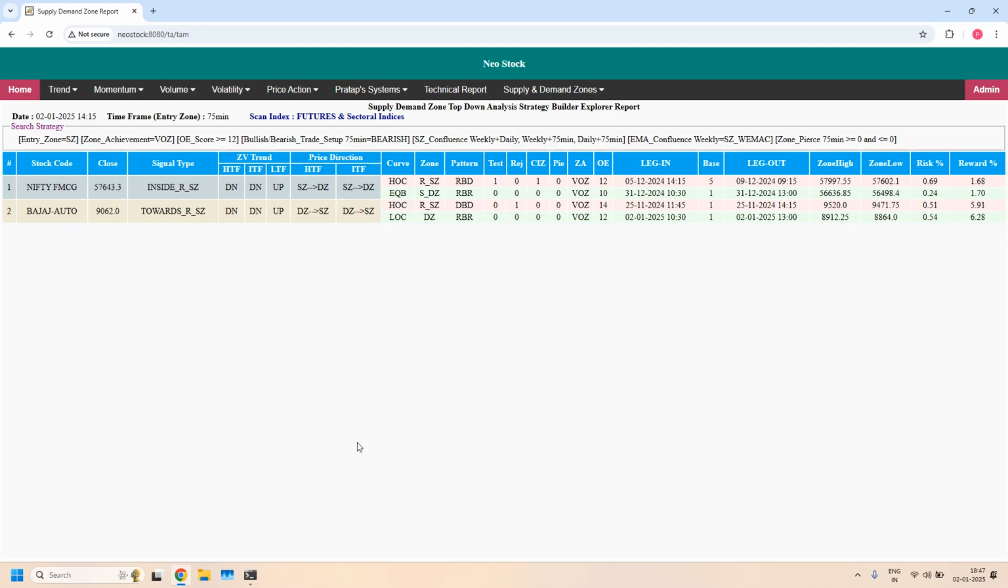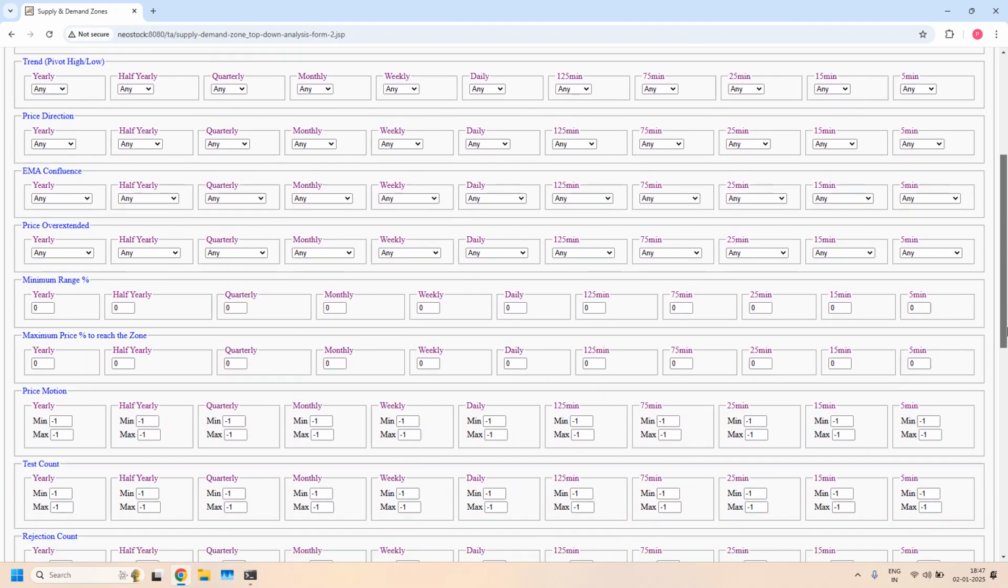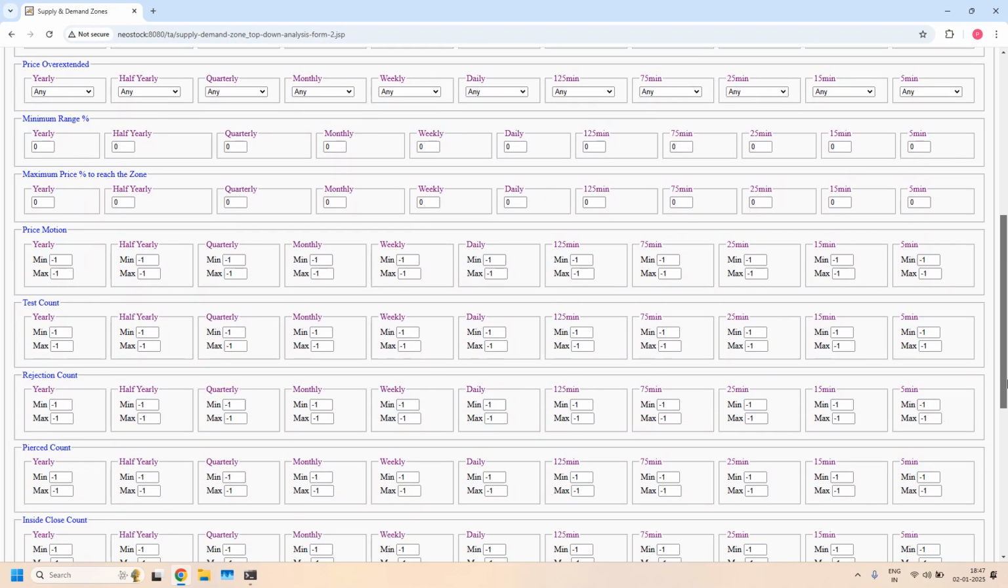Okay, this is about the bearish trade setup for weekly income trade. Next, we will look for bullish trade setup for daily income trade. Entry time frame 15 minutes. Entry zone, demand zone. In bullish or bearish trade setup at 15 minutes time frame, I am selecting bullish. These 15-minute demand zones should not be pierced.